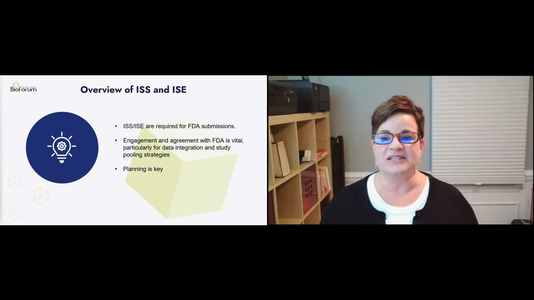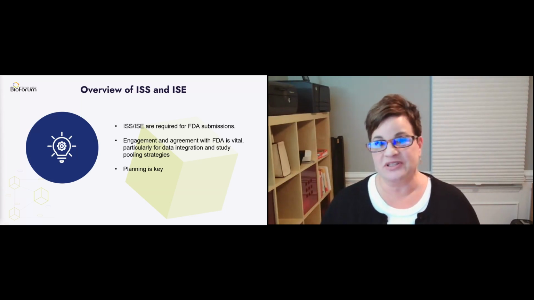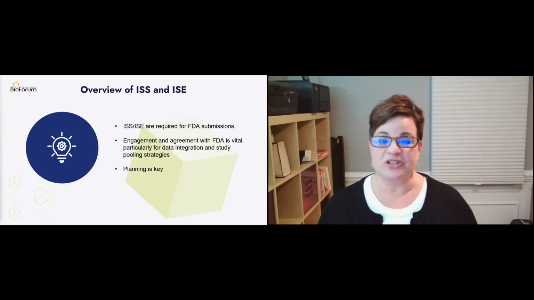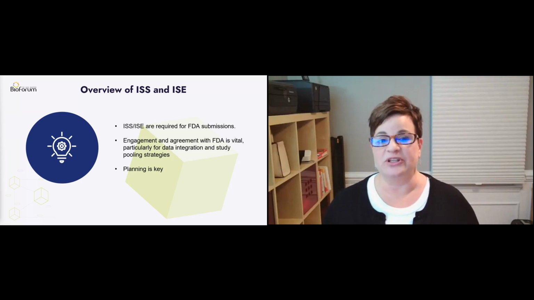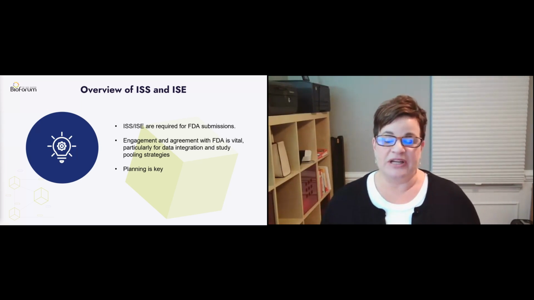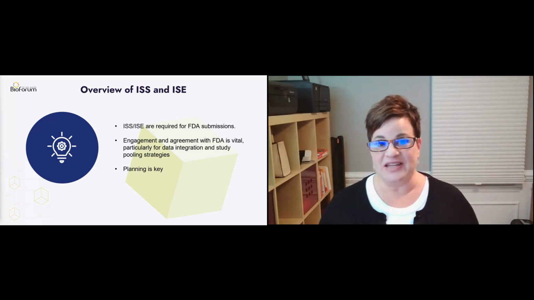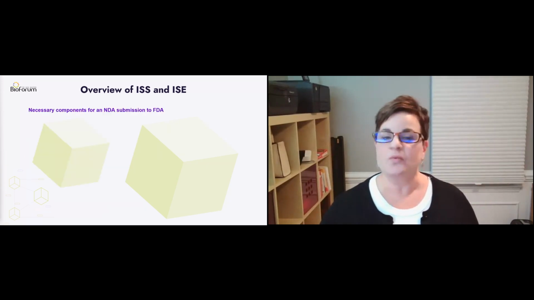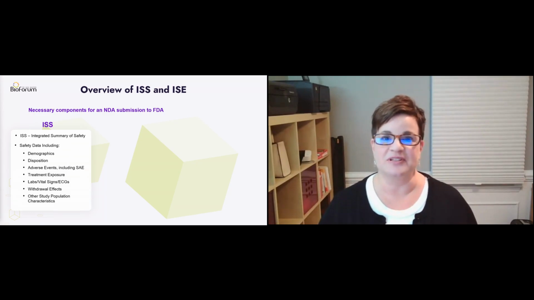So why do we need to consider carefully creating the integrated summary of safety and the integrated summary of efficacy? That's because they are required for FDA submissions. So if you are doing a submission in the US to FDA, you will be doing an ISS and ISE. Also, engagement and agreement with FDA on these documents is vital, particularly for data integration and study pooling strategies. And the planning for it is key. It's a complex endeavor, as I said, so you want to make sure you have some robust planning along the way. So what are these documents that are necessary for submission to FDA?